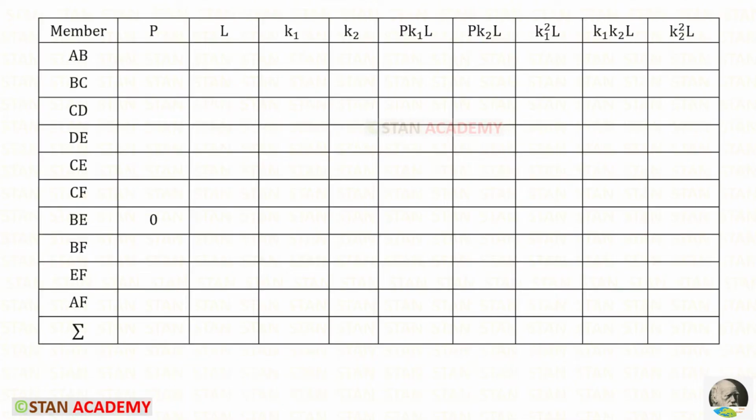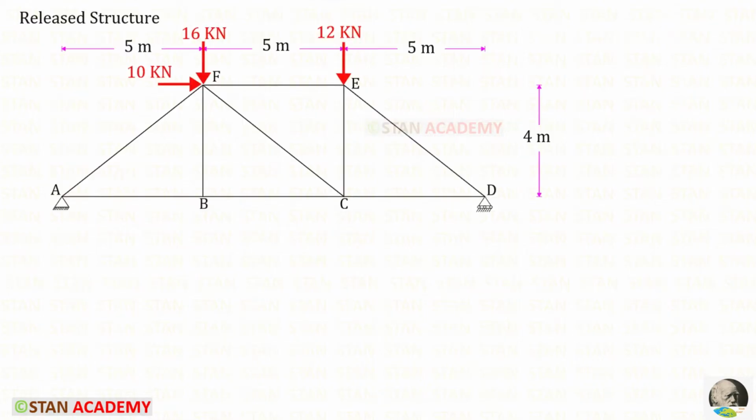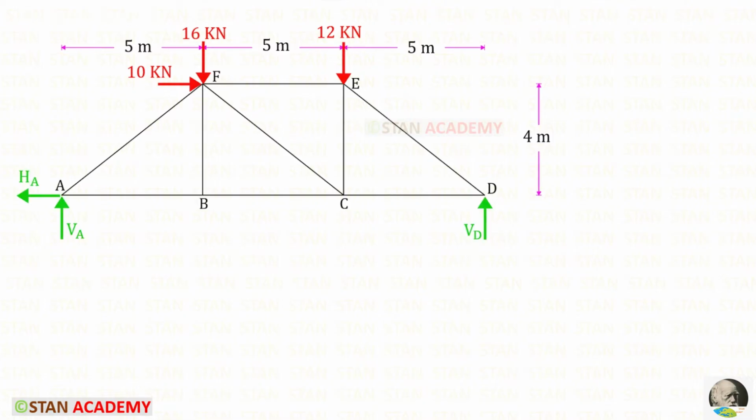We have to make this table. First, we need to find the force P in all of the members. We have to take the released structure and find all the forces. The member BE we have released, so there we can't find any force. We can directly write it as 0. Let us find the rest of them. Before finding the member forces, we have to find the reactions. At A, we need to find two reactions, and at D, we need to find one reaction.